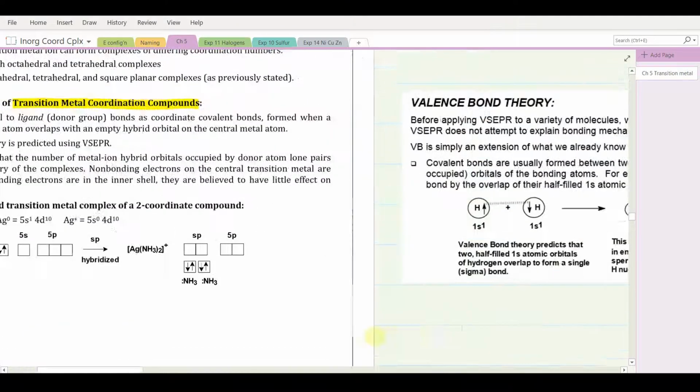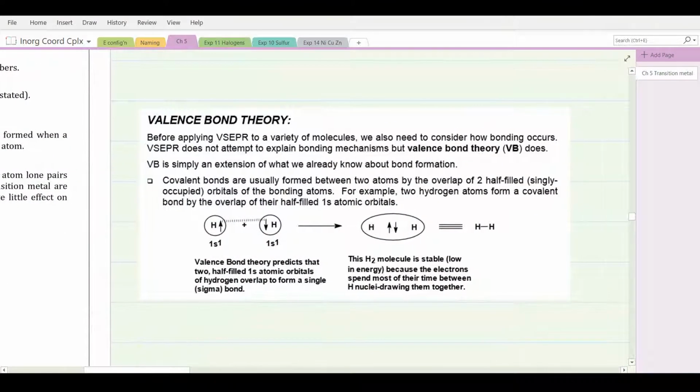Let's flash back and remember what we learned regarding valence bond theory applied to the A group elements, the non-transition metals. We said that covalent bonds are formed usually between two atoms by the overlap of two half-filled, singly occupied orbitals of the bonding atoms. For example, we have a hydrogen atom with a half-filled orbital, one electron, overlapping with another hydrogen atom with a half-filled orbital, forming a shared pair of electrons, and we call that a covalent bond.